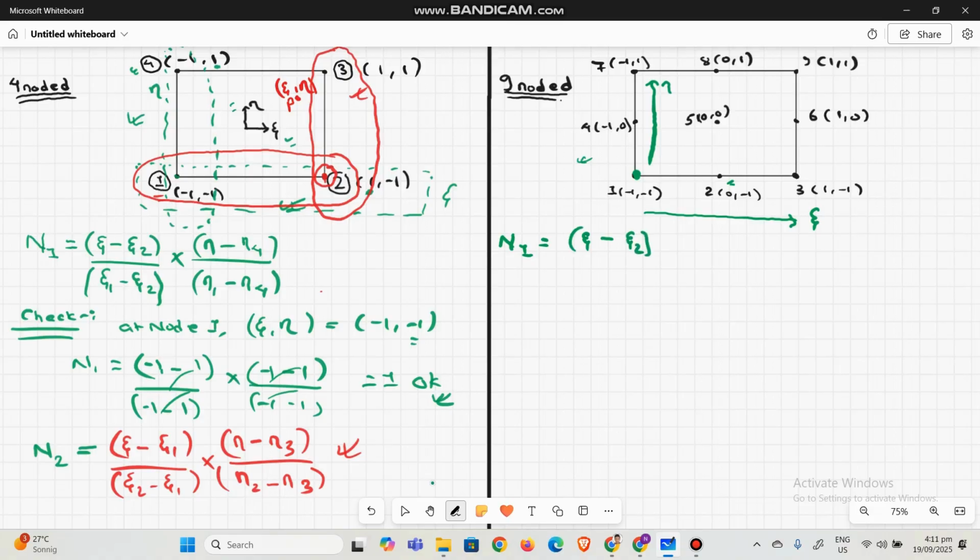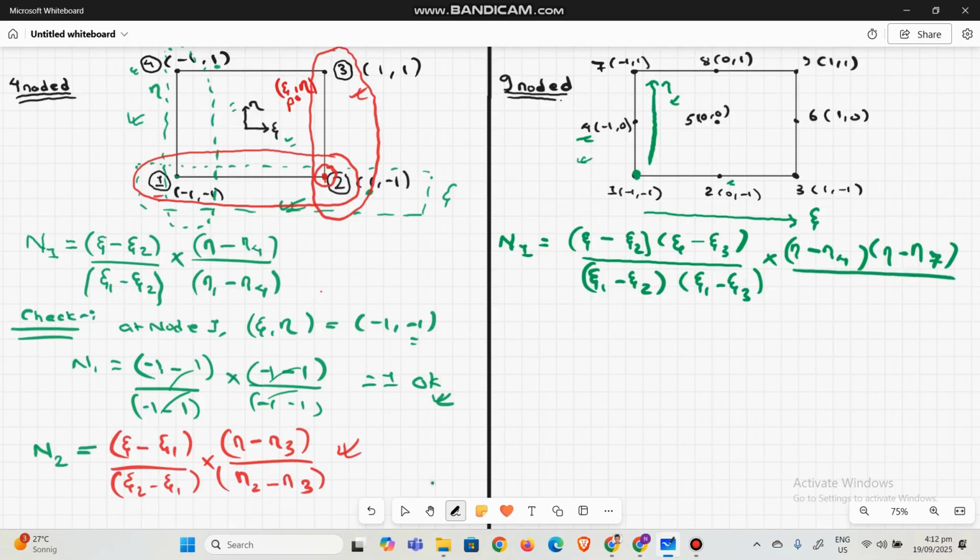We are still not finished. Again xi minus xi3, divided by xi1 minus xi2 and xi1 minus xi3, multiplied by, now we have the eta direction as well, so eta minus eta 4, and then eta minus eta 7, divided by eta 1 minus eta 4, eta 1 minus eta 7.